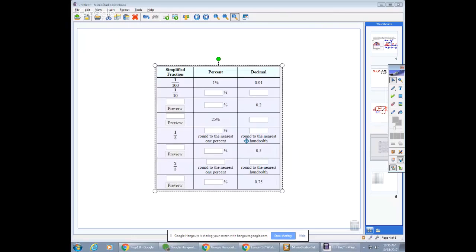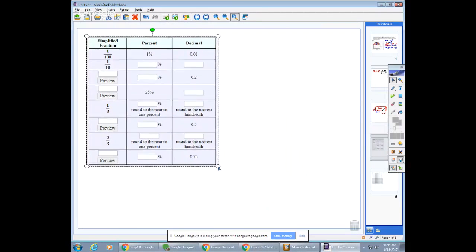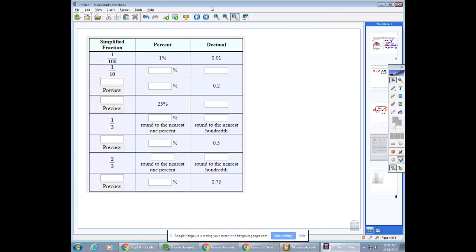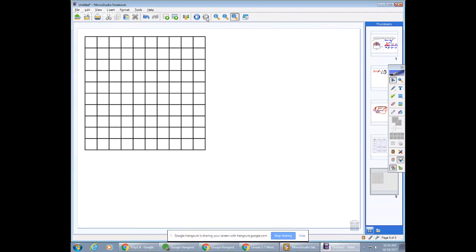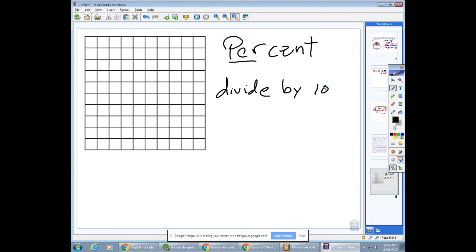All right, so this is just hopefully a review, although some of these can be a little bit tricky. So I just want to remind you a couple of things about percentages before I fill this out with you. And we talked about this earlier in the class. Percent. So per in math means what? Divide, yep, it means divide. And cent means 100. So percent literally means divide by 100.